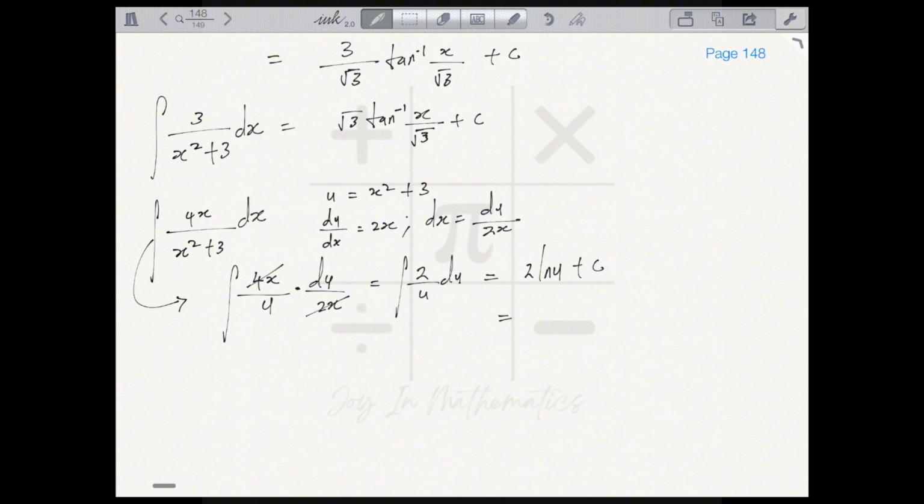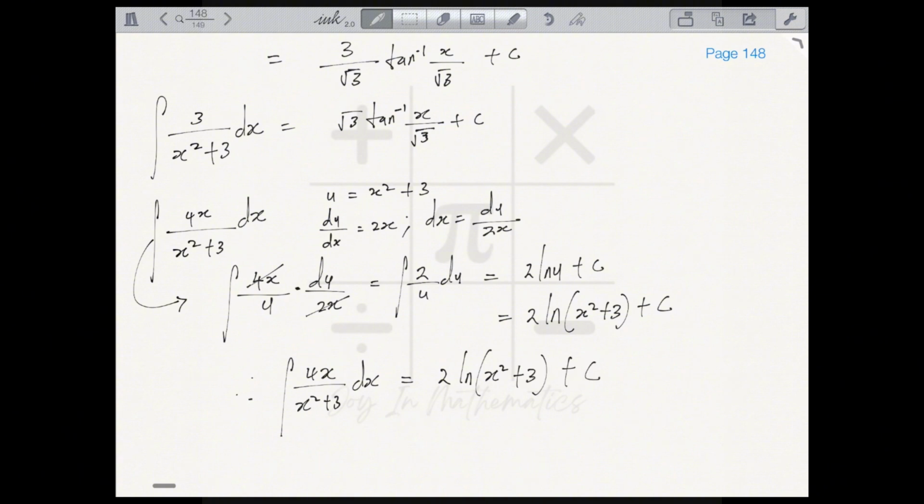And ln u, after making our substitution, will give us 2 ln (x squared plus 3) plus c. Therefore, integrating 4x divided by x squared plus 3 dx is equal to 2 ln (x squared plus 3) plus c.